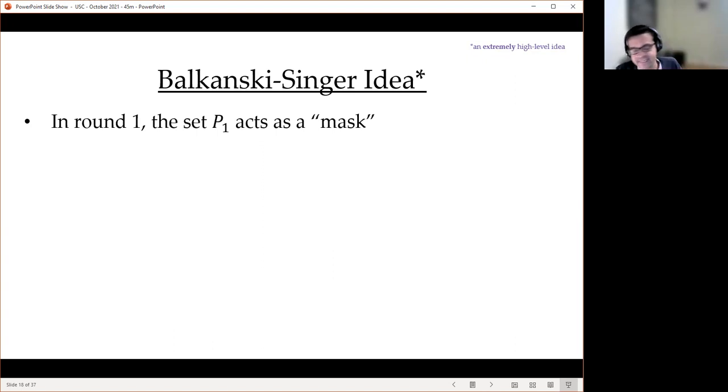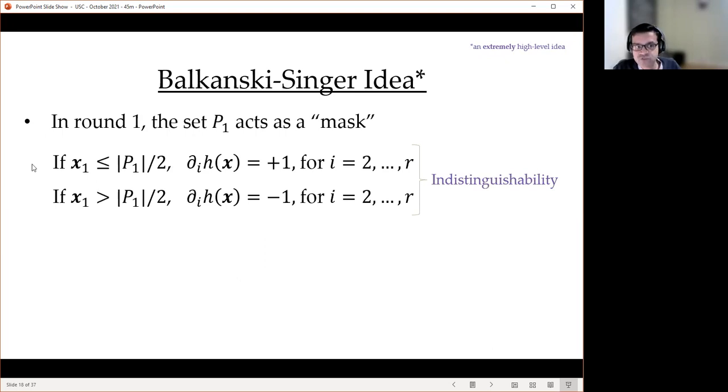But they basically said in round 1, the set P1 acts as a mask. Okay, what does a mask mean? It means that if you pick a set S as a query, and x1 is the amount of stuff it gets from P1, if that number is smaller than P1 by 2, then all the marginals for 2 to R are +1. And if it is bigger than that, then they're all -1.